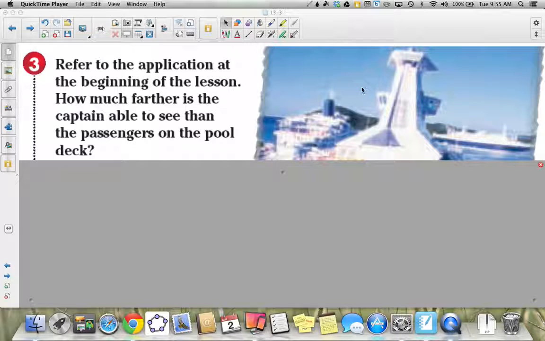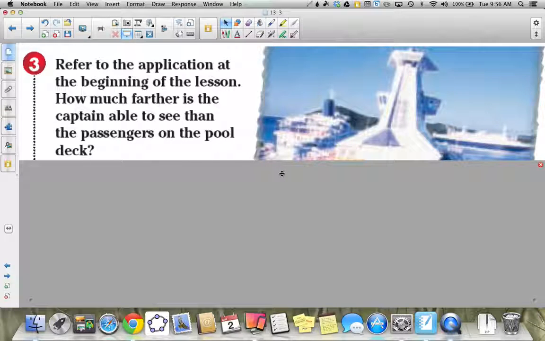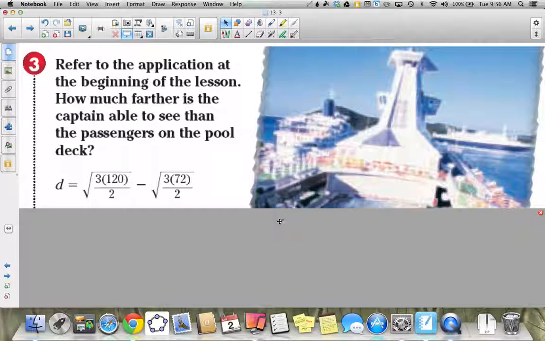Radical expressions, and we go to example number 3, which is the example that we read at the beginning of the lesson. Refer to the application at the beginning of the lesson. How much farther is the captain able to see than the passengers on the pool deck? We found in this example that the distance will be equal to the distance the captain can see minus the distance that the passengers can see on the pool deck.